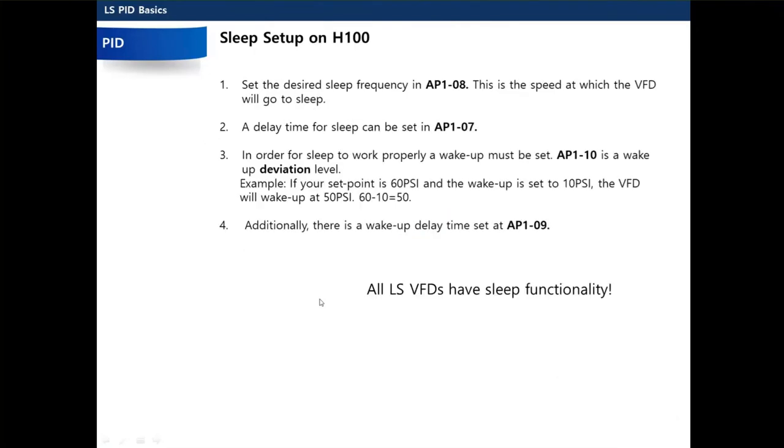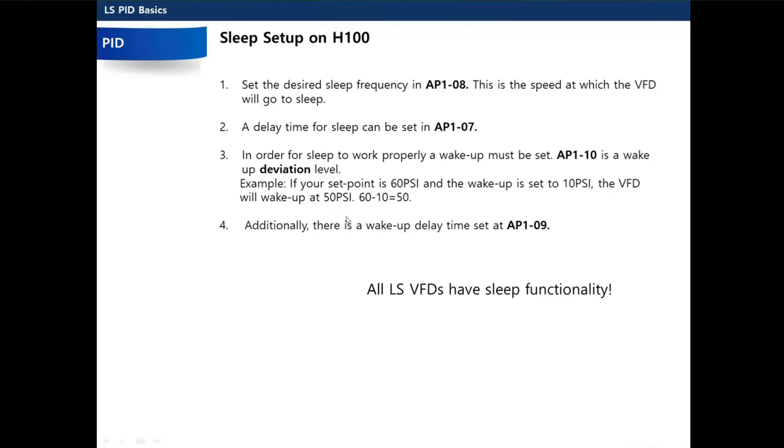This shows how we would set it up on like an H100. Very, very easy to set up. It's just a couple parameters. So first you would set where you want to go to sleep. AP1-8, this is the sleep frequency. A lot of times it's like 30 or 40 hertz, but you could change it to whatever you want based on your application. You got to set your delay time. So how long do you want it to wait or go below that speed before it activates sleep. But step one and two are putting it to sleep.